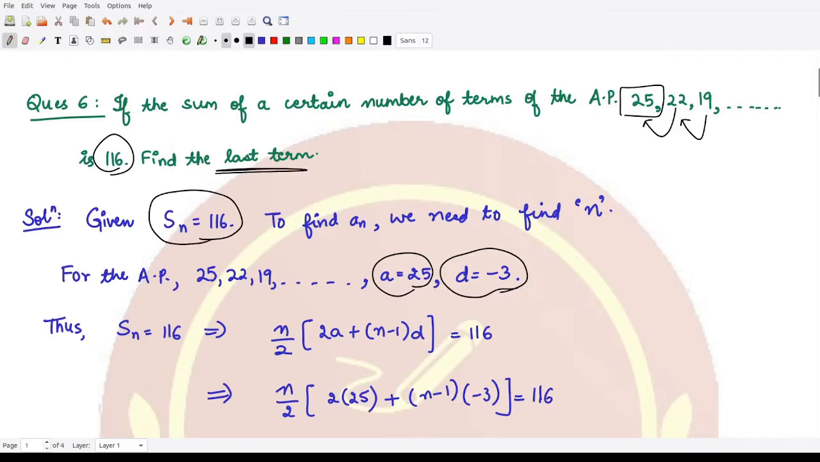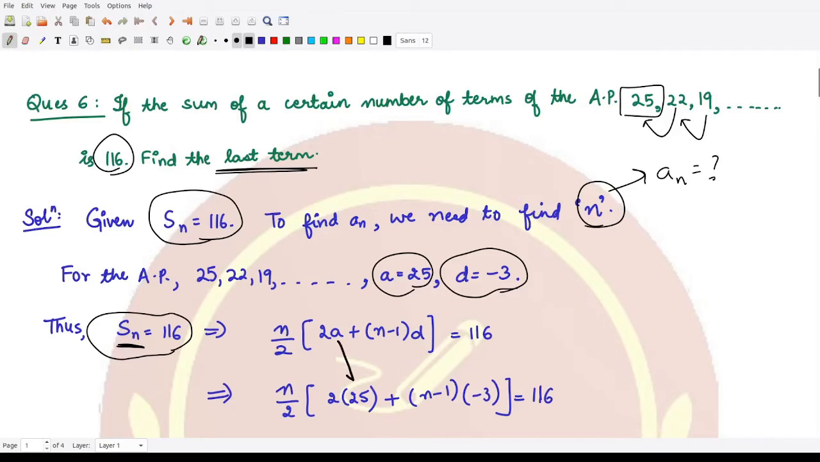We need to find the last term. In order to determine the last term, you first have to find n, and corresponding to this n, you will then find an. This is what they are asking in the question. So we are given Sn as 116, and according to the formula for the sum of the first n terms, we have n by 2 times (2a plus (n minus 1)d).